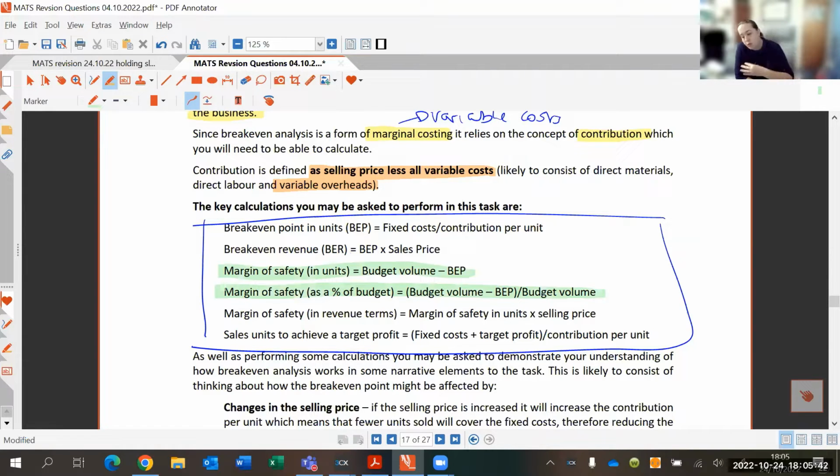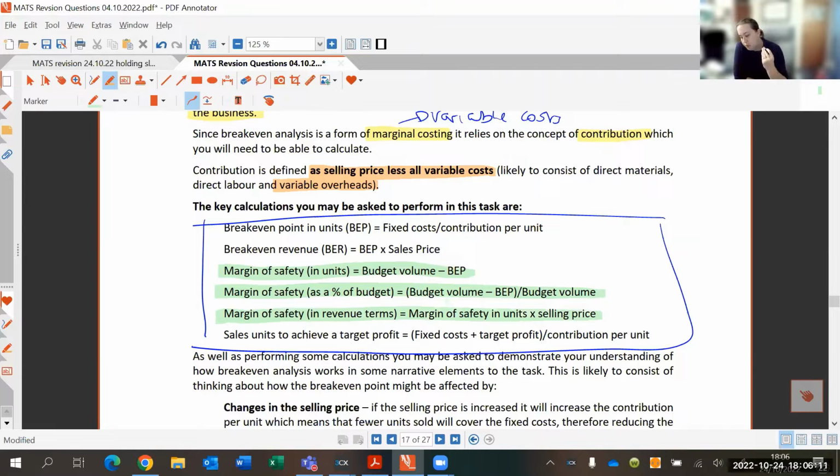So again, if you go into the margin of safety in units, it's quite nice and straightforward. We'll take what we've budgeted to produce less the units that we need to produce our break-even point figure. So that's quite a nice one. But then it can get a bit more tricky in that you're asked to not only calculate potentially margin of safety as a percentage of your budget, but also margin of safety in terms of your selling price. So you can see the margin of safety in revenue is very similar to break-even revenue.